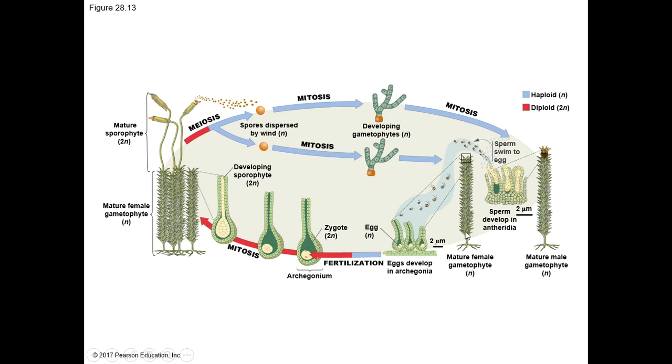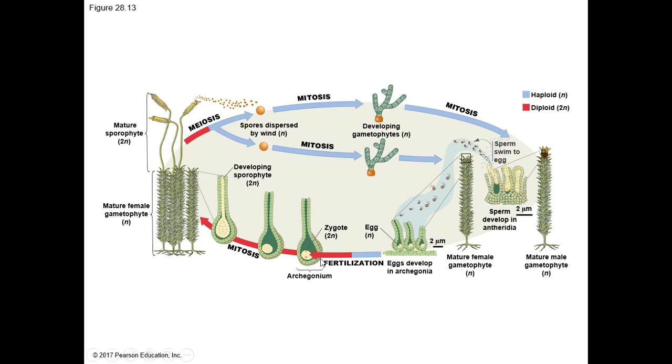Here's a mature female gametophyte. If it's left to its own devices, it'll develop into that female gametophyte. If we're looking at the gametophyte sperm being produced that swim into the egg, we get a male gametophyte here. In our female gametophyte, you can zoom in here and see that the eggs are going to develop in the archegonia, which we talked about earlier, and then those eggs will be fertilized, and we end up with a zygote. And the sporophyte will develop.